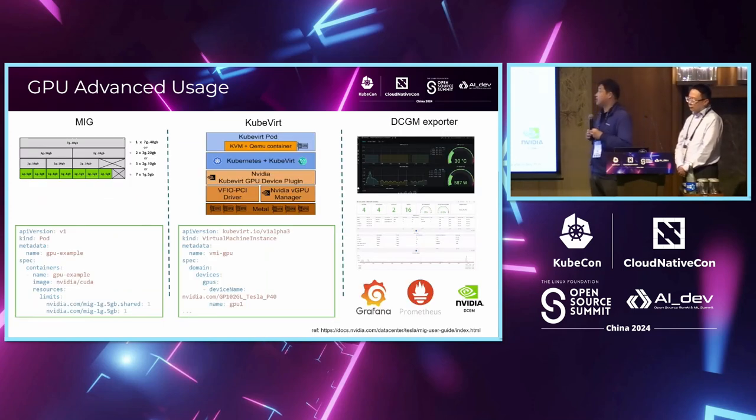Next are the advanced uses of GPU. The first is MIG. MIG can partition the GPU into many instances, so we can support multiple pods on one GPU. And the next is Kubernetes with virtual machines. We can also use a virtual machine with GPU. And we can also use the GPU exporter. The metrics can be collected with Prometheus, and it can be shared with Grafana.